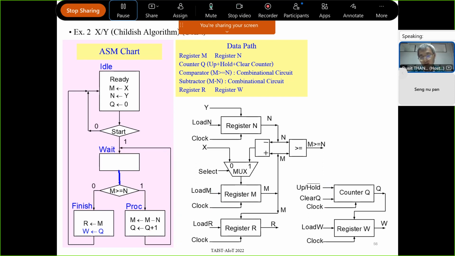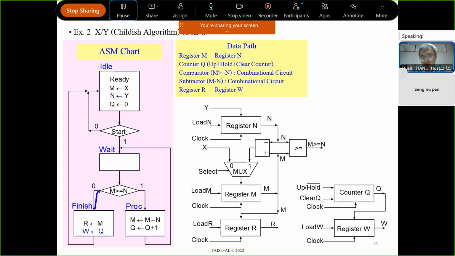After that, when clock tick, prepare the value of M and N. Then at this state, compare the value of M and N, whether M is greater or equal to N or not. If yes, go to state process. If no, go to state finish.